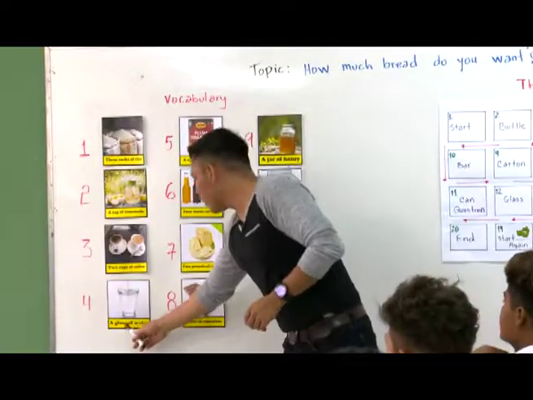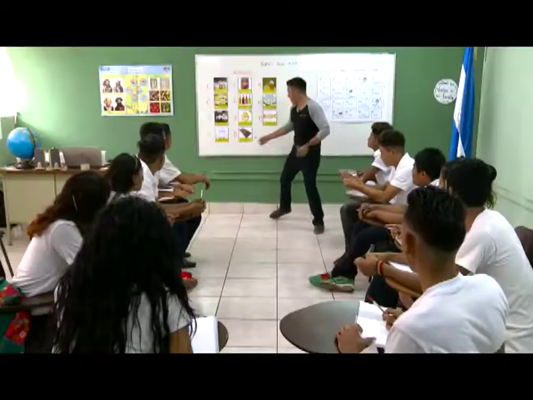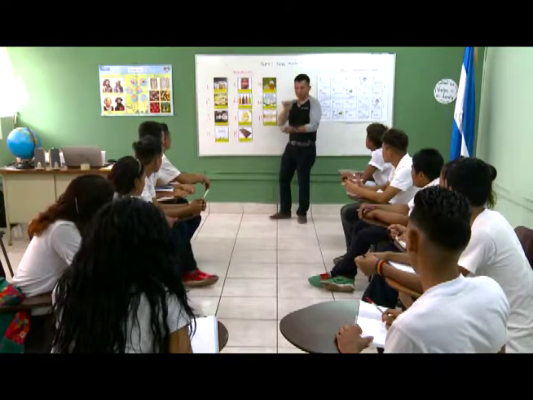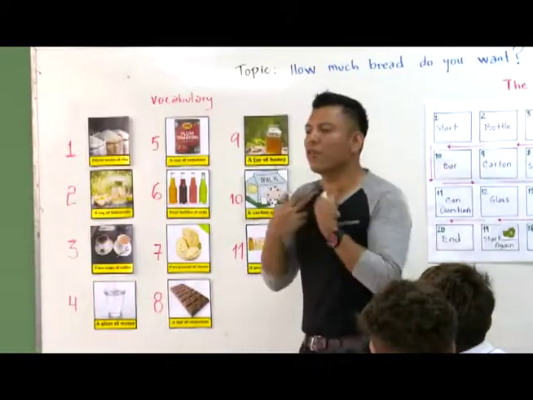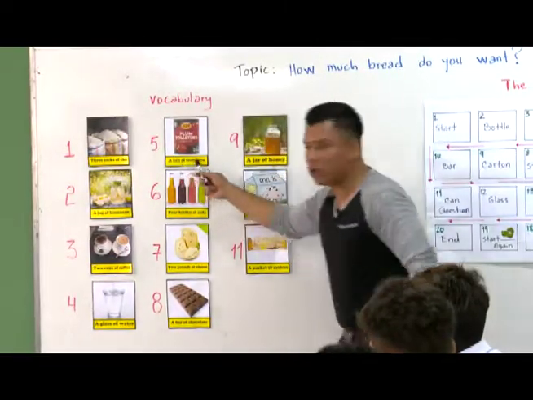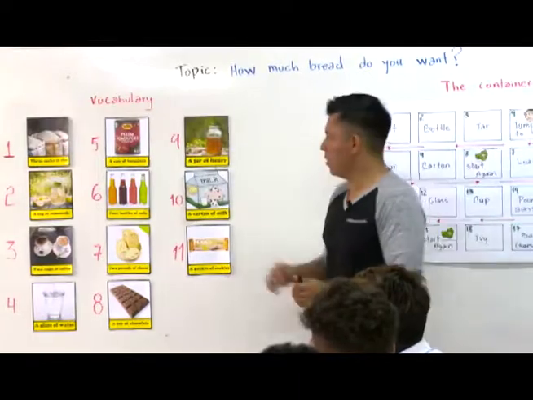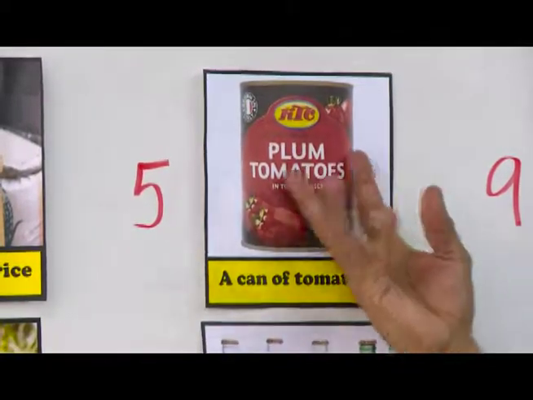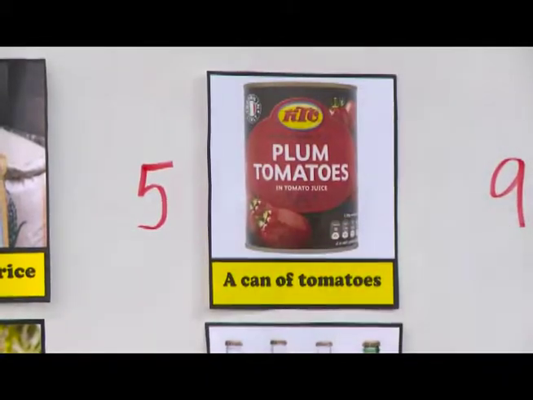Number 4, a glass of water. As you can see, it's basically a glass with water for you to drink when you're thirsty, right? Number 5, a can of tomatoes. Yeah, this is the container. A can of what? Tomatoes, right?